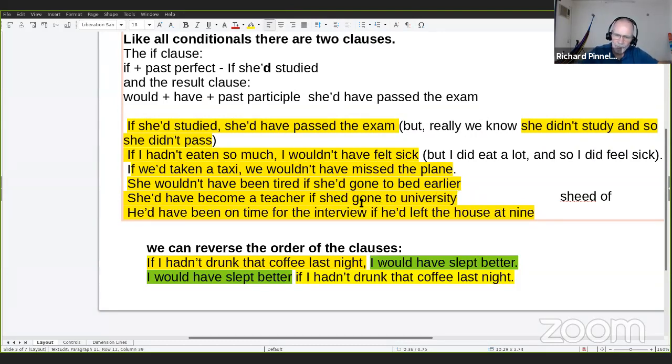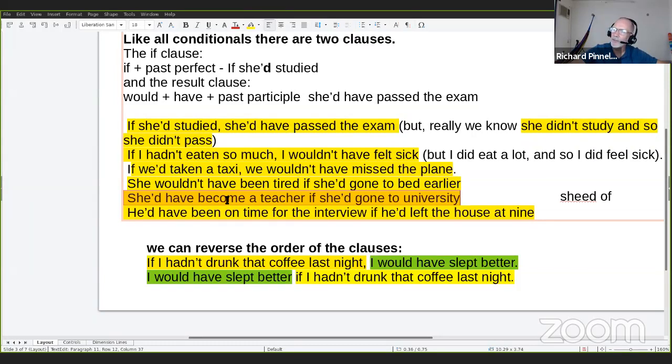She would have become a teacher if she had gone to the university. Yeah, very good, but you didn't use the contractions, yeah? She would have, no, I'm not using the contraction now, sorry. She'd have become a teacher, maybe it was me. She'd have become a teacher if she'd gone to university.